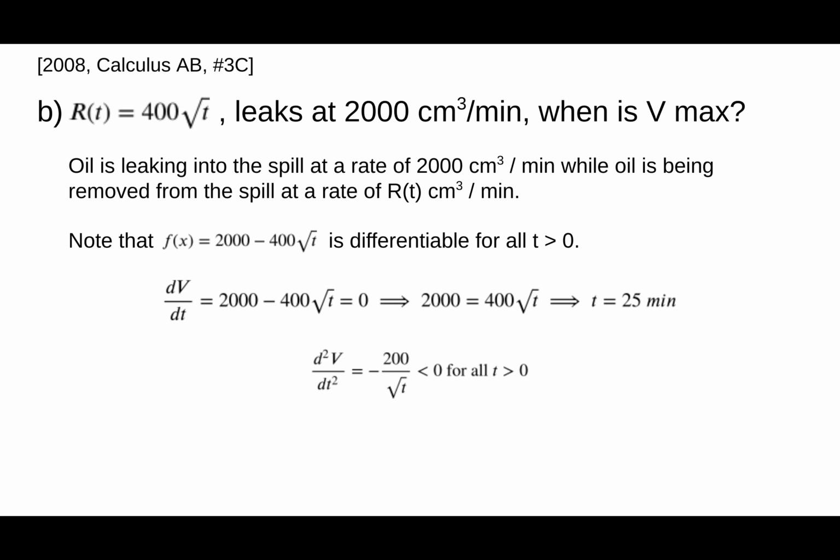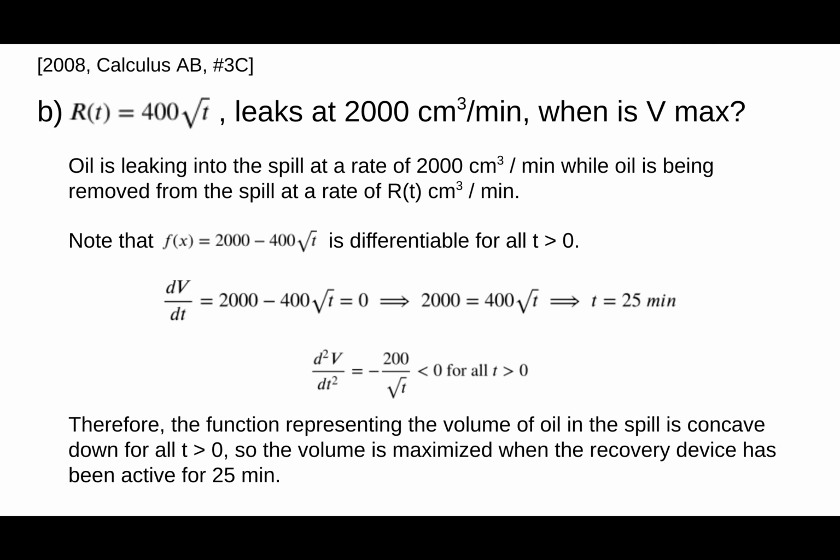The second derivative of V with respect to t, if I differentiate again, I get negative 200 over the square root of t. Note that if t is positive, which it should be, this expression will always be negative when we evaluate it, which means that the curve would be concave down. And if it's concave down, that means this point where dV dt is equal to 0 would be a maximum. So the function representing the volume of oil in the spill is concave down for all positive values of t, which means the oil is maximized at this point where t is equal to 25.